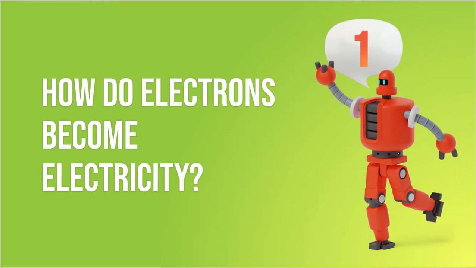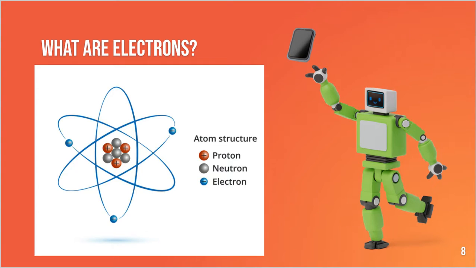So, you have already heard that static electricity is a result of an imbalance of electrical charges, and current electricity is the flow of electrons through a conductor in an electrical circuit. But what are electrons, and how do electrons become electricity? Electrons are negatively charged particles in atoms. This is the basic structure of an atom. In an atom, there's a nucleus which contains neutrally charged particles, or neutrons, and positively charged particles, or protons. Orbiting around the nucleus are electrons, which are negatively charged particles.